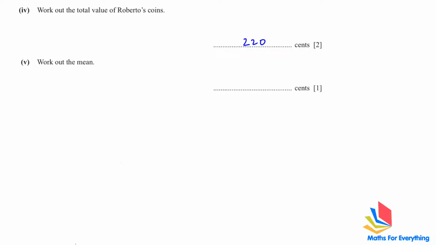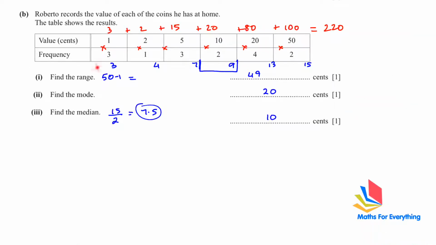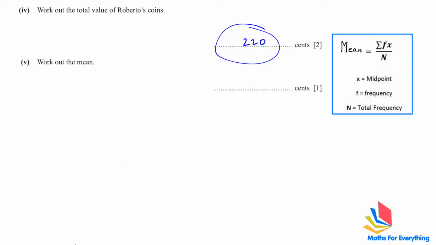Find the mean. To find the mean, we use the formula. We add all the frequencies multiplied by the value, and divide by the frequency. This is the formula. Sigma f x, where x is the midpoint and f is the frequency. We multiply them and we add them. We already got that answer, and divide by n. N is the total frequency. Total frequency also we found, it is 15. When you add all of these numbers together, you will get 15.